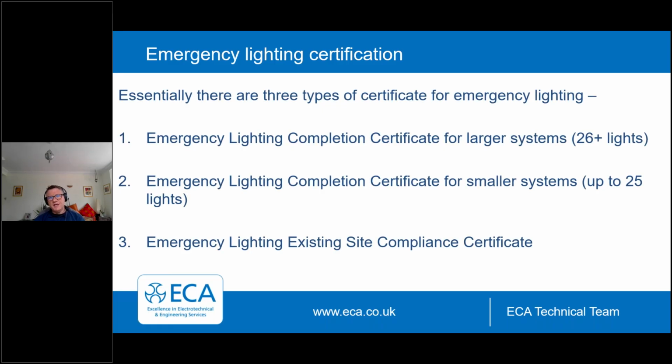But just to cover the certification, there are 3 types that I just wish to touch on today. These are completion certificates, where we have verified once we've installed that it meets the design. We have installed it correctly and properly. And there are 2 certificates. In fact, they don't actually vary very much, but there are 2 anyway, for 26 lights plus, for 25 lights and under, or for an existing site compliance certificate where we're trying to verify an existing system. We may well be asked to go and check a system to verify whether it is compliant or not, and that's the option that we will use there.